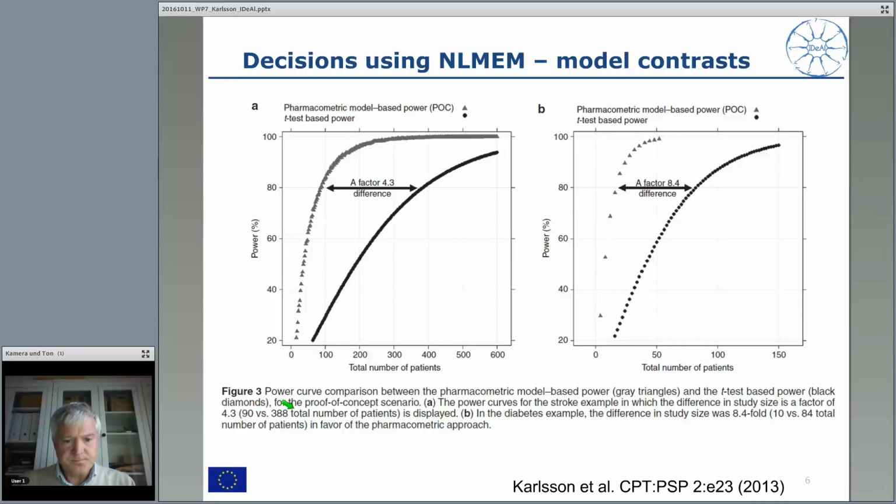And as you can see, there is quite a difference in the number of patients needed for a particular power, so that the nonlinear mixed effects model has lower sample sizes for the same expected power. And this, of course, has to do with using more data and making additional assumptions regarding the model. And we can see that there is a difference here. To the left, we have a factor 4 in difference for the sample size at 80% power. To the right, we have a factor 8.